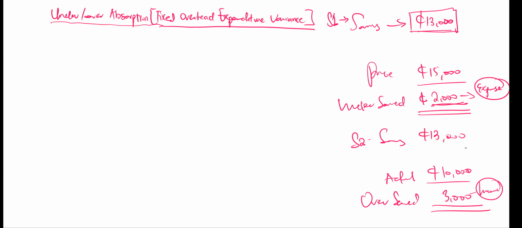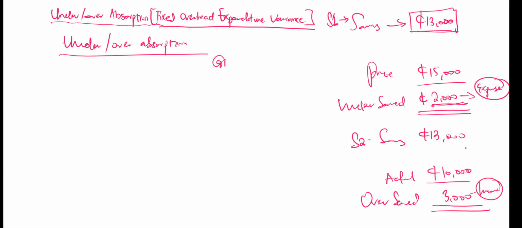Is it not an extra income to the company? It is an extra 3,000. So it tells us that anytime you undersave, it's an expense, and anytime you oversave, it's an income. Do you understand? And this only works under absorption costing because we can only under-absorb or over-absorb. So under or over absorption can either be an income or an expense.